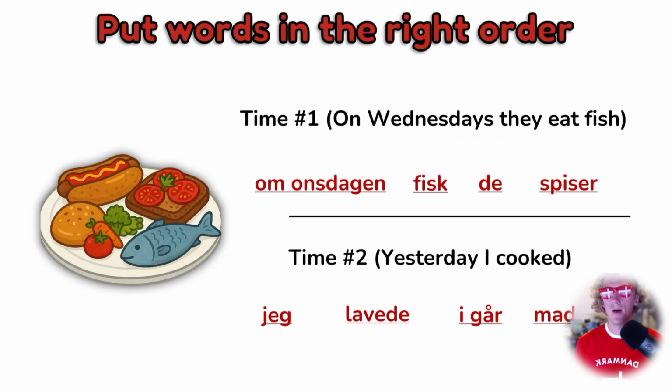So now let's do a little test again. Here we have two different telling time sentences. Try to take a look at the words, try to think where they should fit. First sentence is on Wednesday, they eat fish. Om onsdagen, fisk de spiser. Second one is yesterday I cooked. Jeg lavede i går mad.